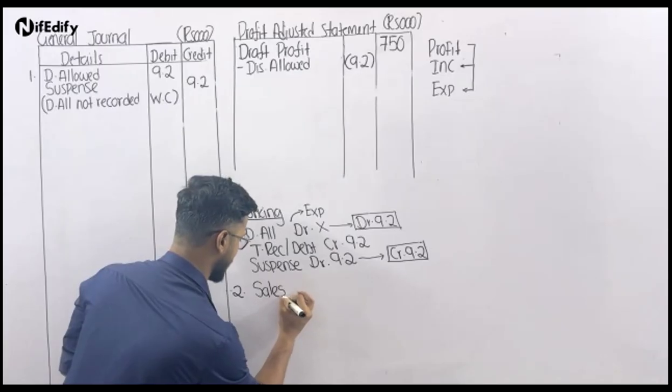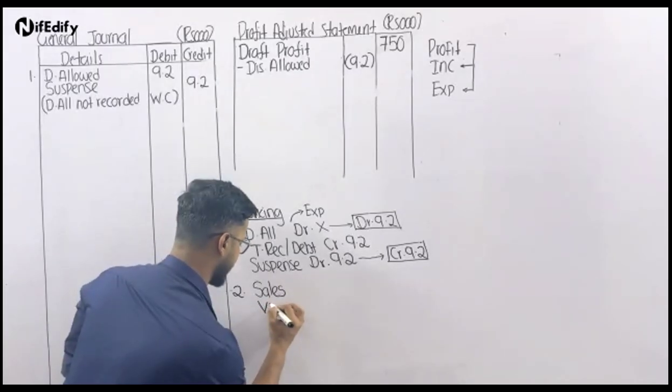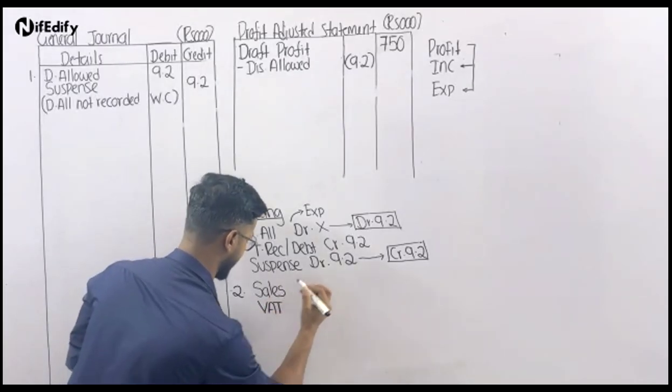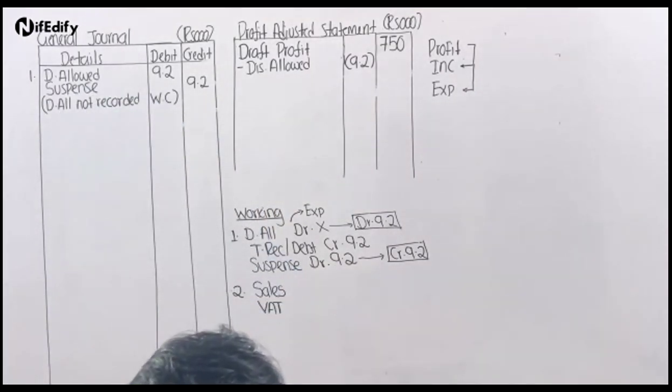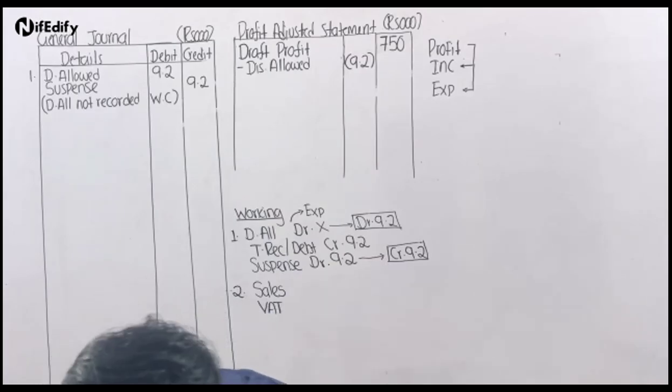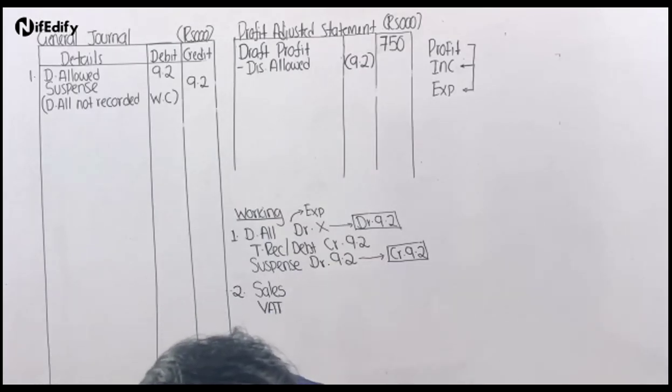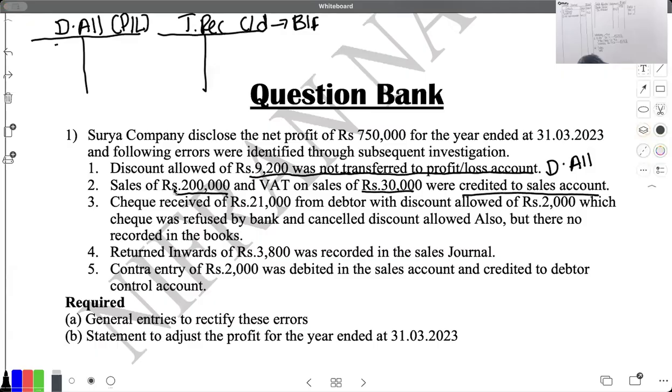Sales. On sales, VAT is imposed. Is it cash sales or credit sales? Okay, they haven't mentioned anything, so this should be cash. Just to let you know, guys, they haven't mentioned anything like credit sales or cash sales, so we can assume this to be cash.